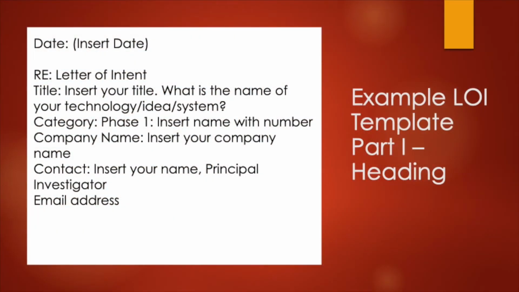Okay, now that I've gotten that out the way, the first part is the heading. Make sure you insert the dates. The regarding section should say letter of intent. The title, which is your project title. The category, which is Phase 1, and insert the category name with the number associated with it from the subtopics, then your company's name, your contact information, and your principal investigator's name.